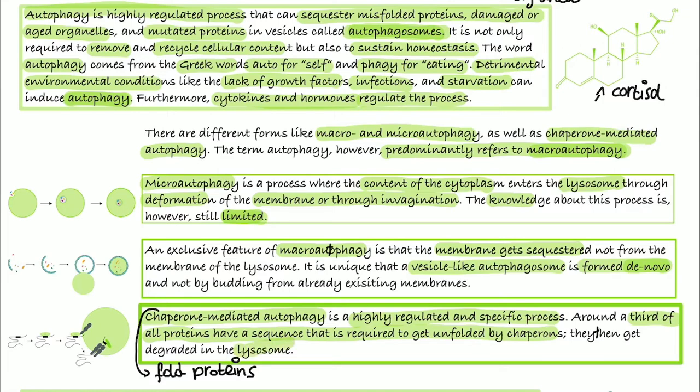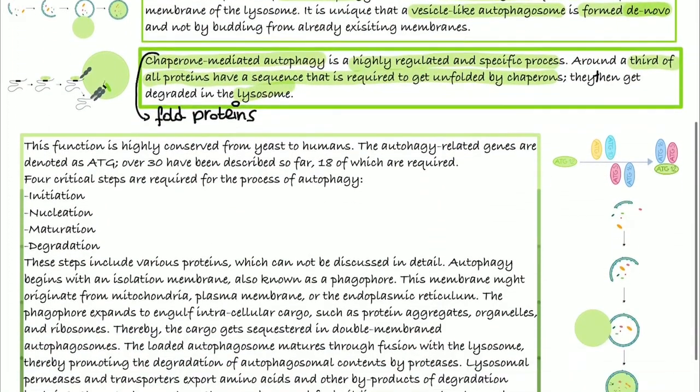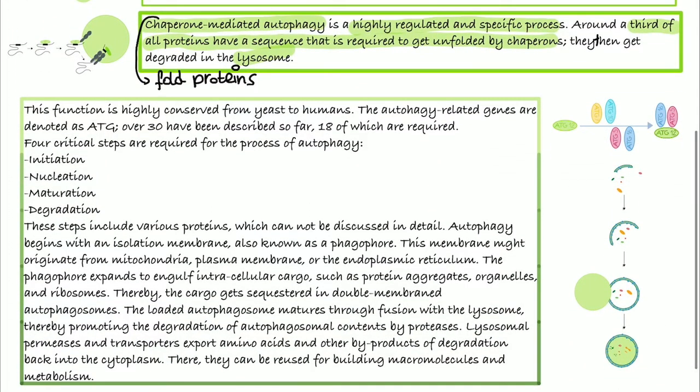The process of autophagy is highly conserved from yeast to humans, which highlights its importance. Autophagy-related genes are denoted as ATG. Over 30 have been described so far, 18 of which are necessary for the core function. Four critical steps are required for the process of autophagy. We have initiation, nucleation, maturation, and degradation.